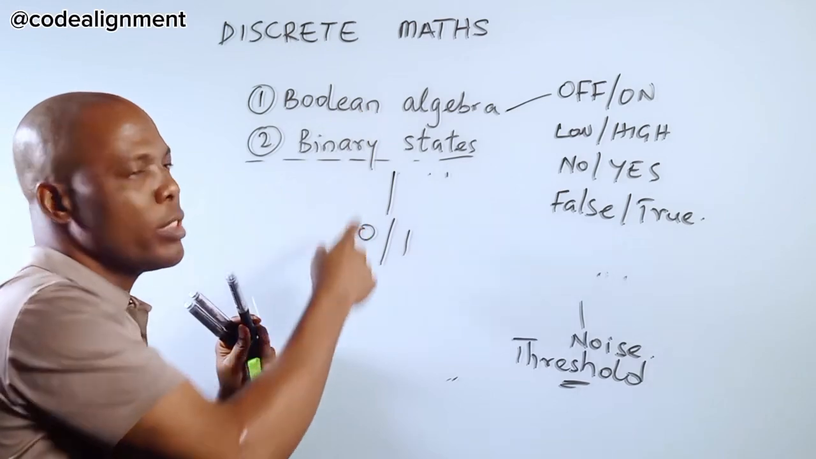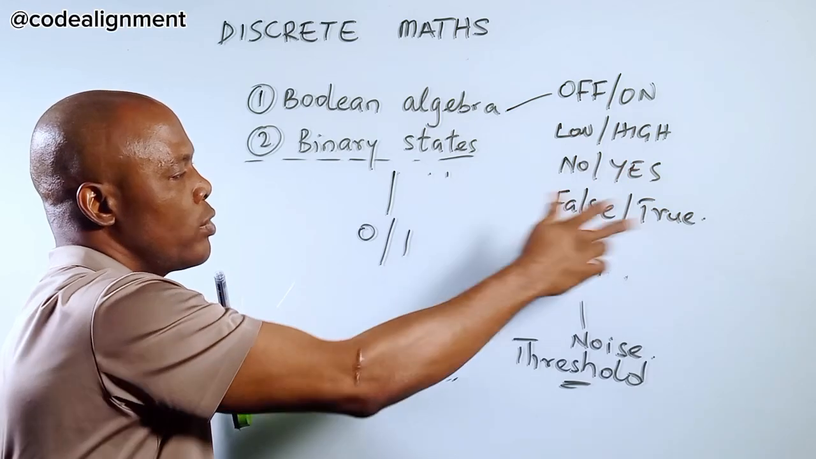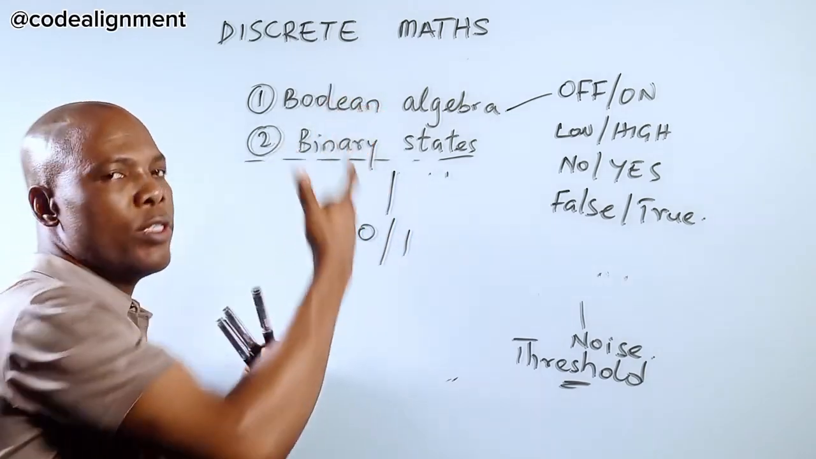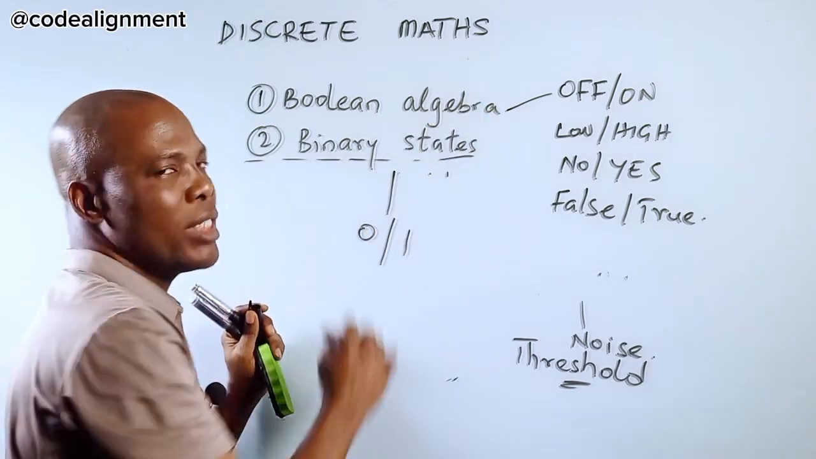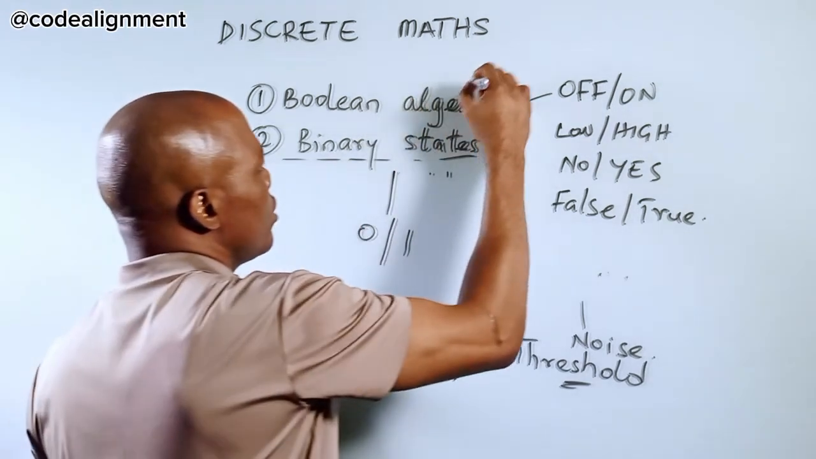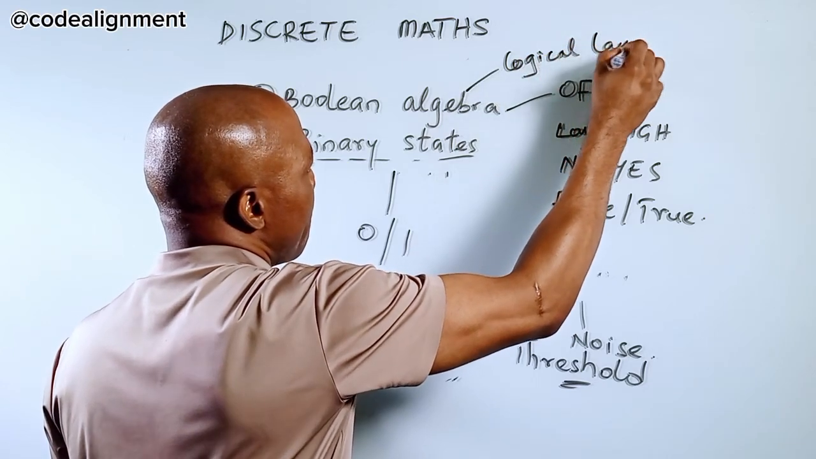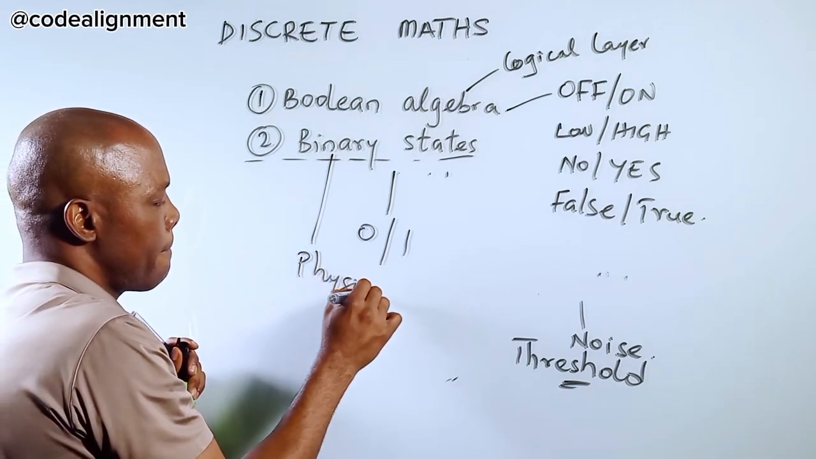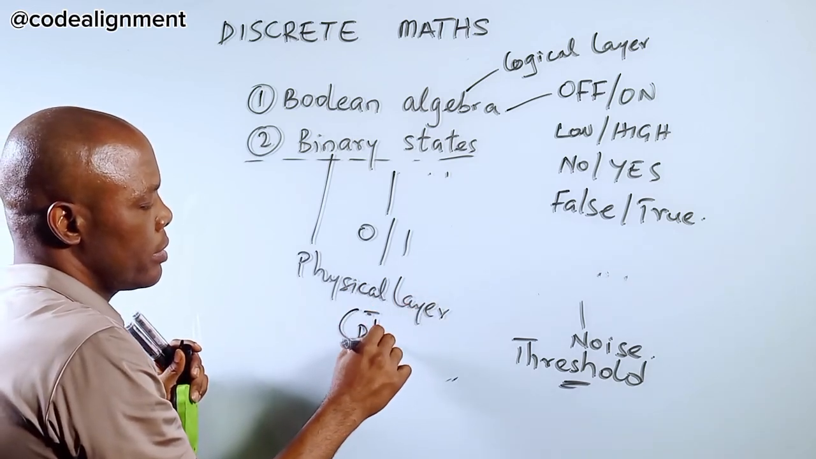Now, if you look at these two, they look similar. You are looking at on, off, low, high, no, yes, false, true, then 0, 1. Same thing. Then, if that is the case, why do we have these two under discrete mathematics? That is because both are operating at two different layers of the system. This one is operating at what? Logical state, the logical layer, right? This one is operating at what? The physical layer, which is what we call physics.